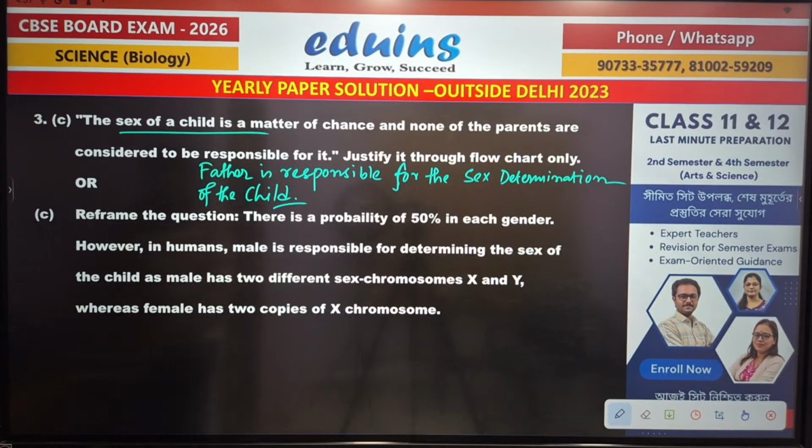There is a probability of 50% of each gender. However, in human, male is responsible for determining the sex of the child, as male has two different sex chromosomes, X and Y, whereas female has two copies of Y chromosome.